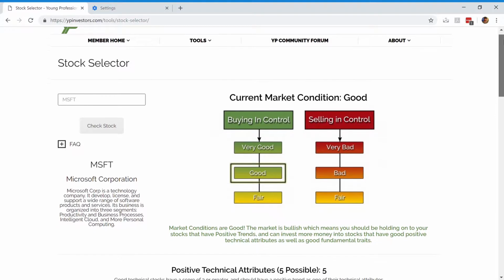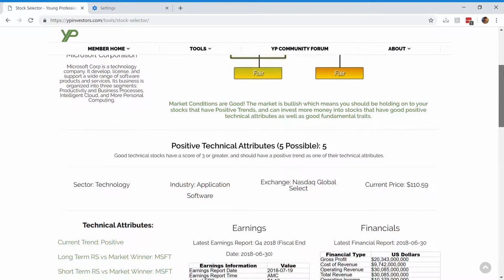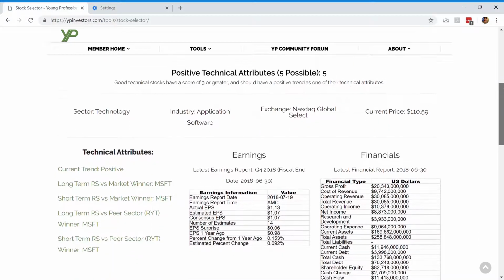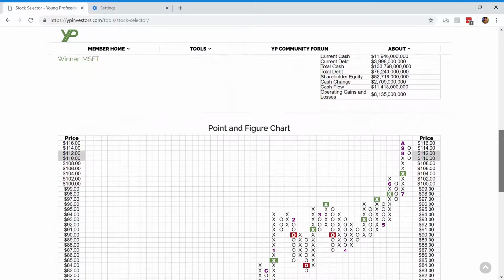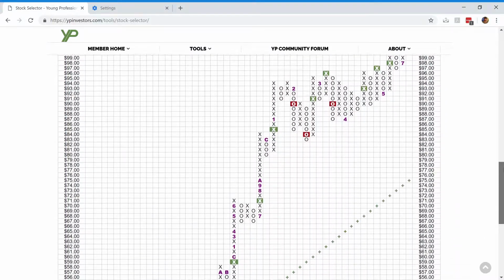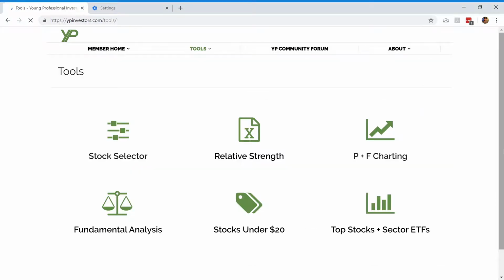What is technical analysis? It's essentially the supply and demand of a stock. Where fundamental analysis of a stock focuses on financials and earnings reports, technical analysis is based off of the price history of a stock.